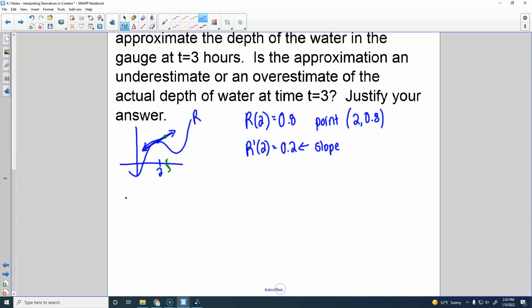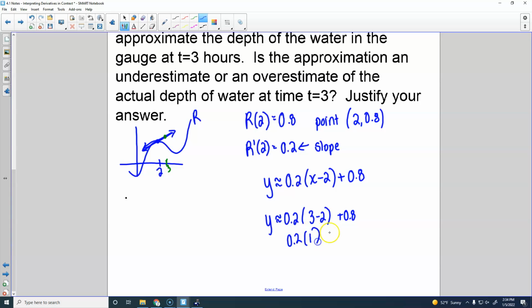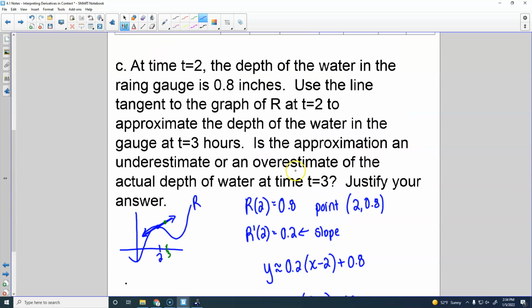And so how do we write the equation of the tangent line? y is approximately 0.2 times (x minus 2) plus 0.8. It is best if you use the approximation symbol here, but again, I don't think they're going to count off if you use the equal sign. So this is your tangent line. If you want to use it to estimate at 3, you just plug in 3. So y is about 0.2 times (3 minus 2) plus 0.8. So 0.2 times 1 plus 0.8. It's going to give us 1 there. And this is 1 foot, right? Inch.